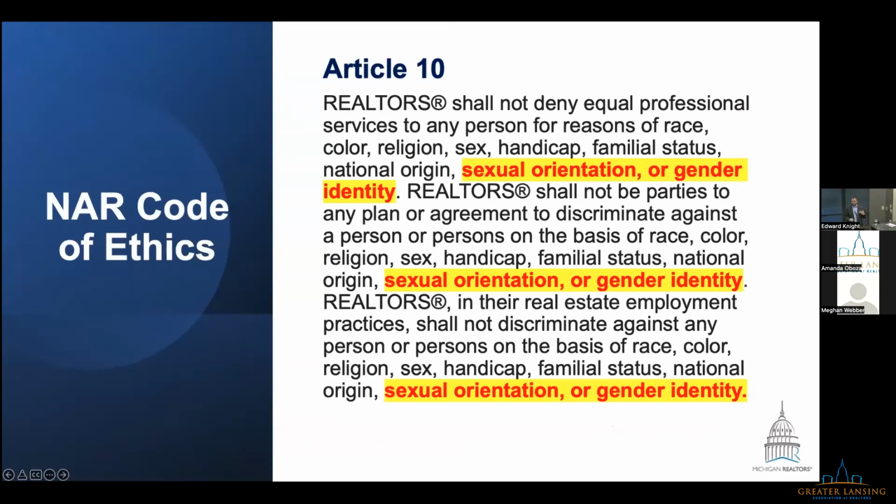Now, even though federal, local, and state requirements may be different, our NAR Code of Ethics already classifies sexual orientation and gender identity as a protected class under Article 10. So when we join the association, our professional trade, we're agreeing to follow that Code of Ethics. And as you can see here, not only are all the federal classes covered, but also sexual orientation and gender identity.